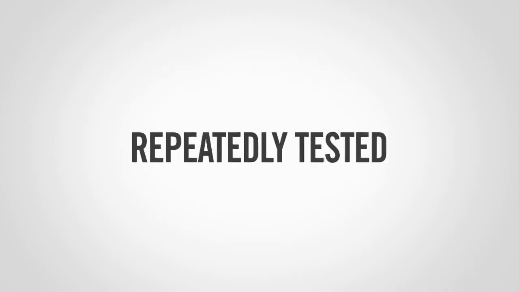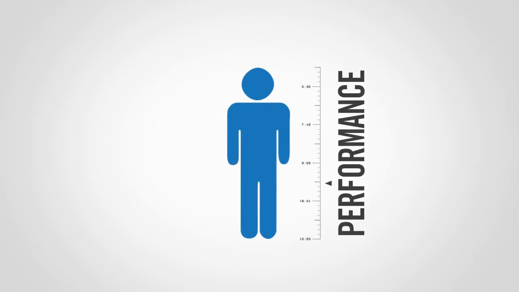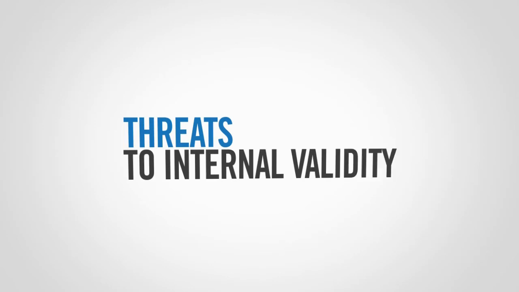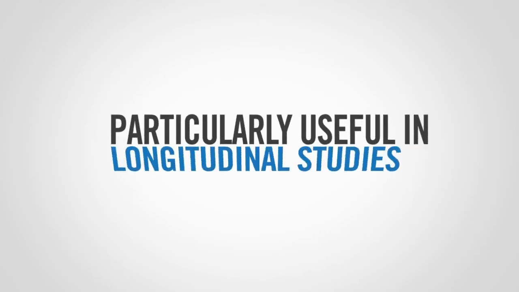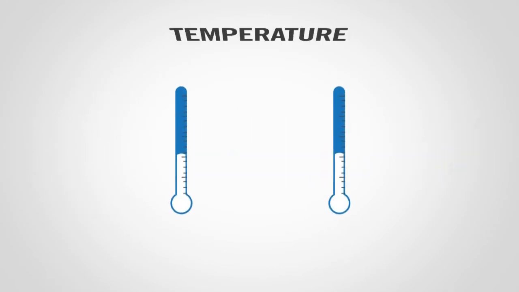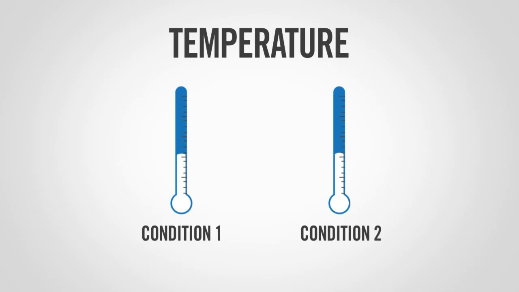As participants are being repeatedly tested, there may be practice effects, in that participants get better at completing measures because of practice. Their performance may also change because of maturation, in which a person changes, or history threats, in which an outside event alters how participants respond, to consider during the course of the study. These are threats to internal validity. Repeated measures design is particularly useful in longitudinal studies in which change over time is assessed. It is also used in studies that are comparing the same measure under multiple conditions, such as looking at test completion before and after physical activity.